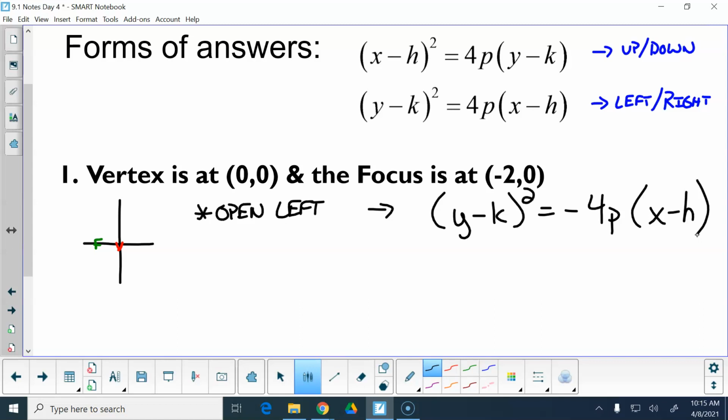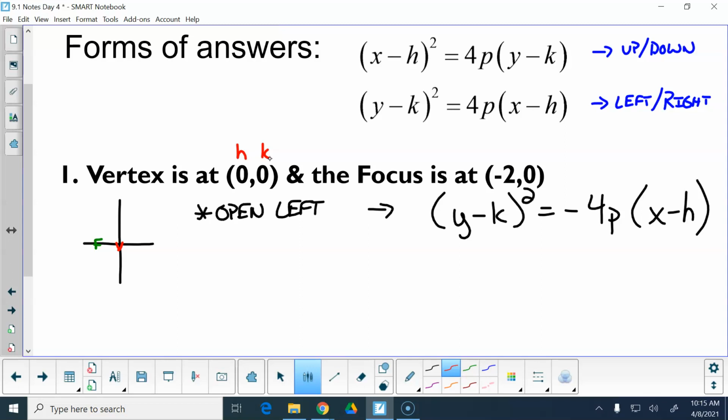Anything else that I can gain from my little sketch over here to the left? What are they? It's the vertex, right? K and H are part of the vertex. So if the vertex here is 0, 0, then H is going to be the X part, and K is going to be the Y part. Okay? We can figure out that.